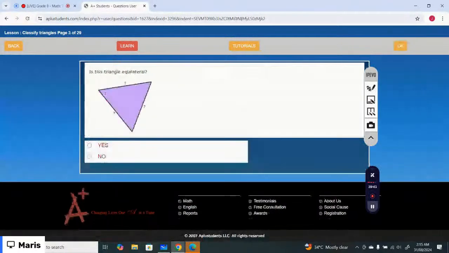What kind of triangle is this? Which is the correct option? The correct option is equilateral triangle, right? Is the triangle equilateral? The correct option is yes, it is.